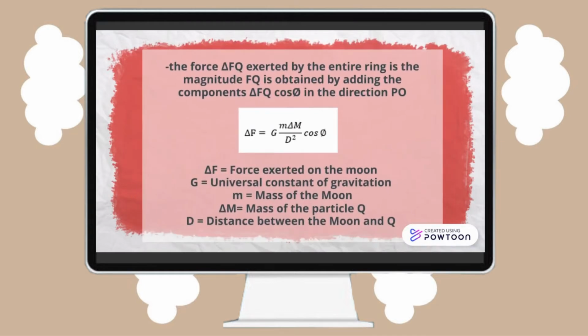The force delta Fq exerted by the entire ring, its magnitude, is obtained by adding the components delta Fq cos phi in the direction of PO, and then we get delta F equal to G m delta m over d squared cos phi.